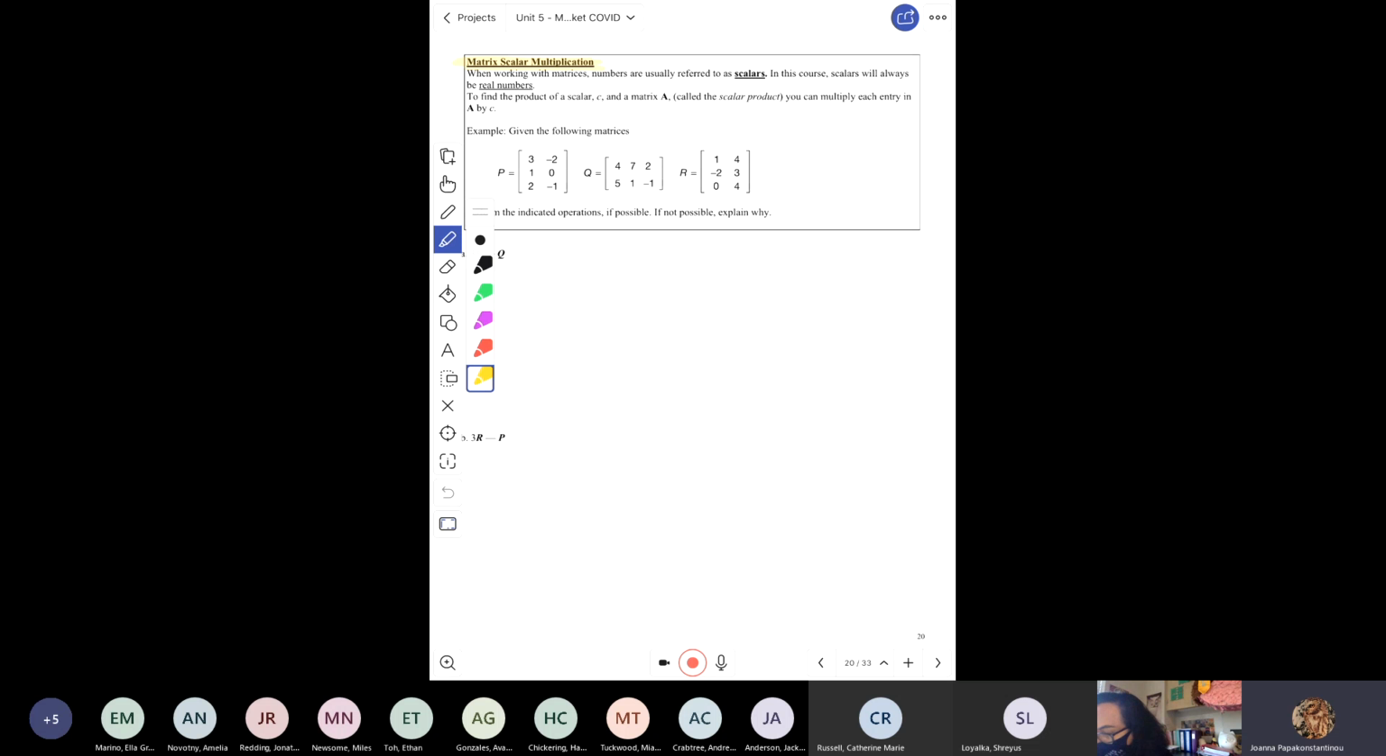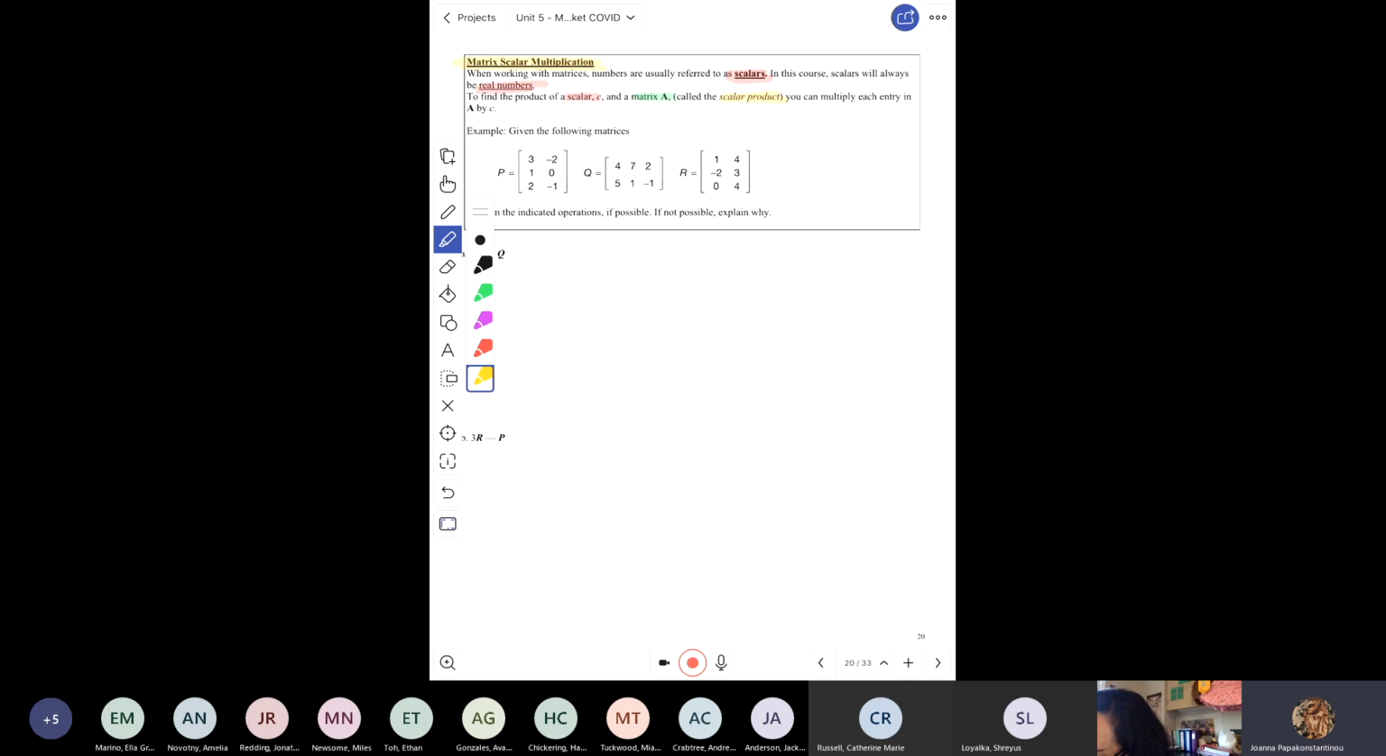So when you're working with matrices, if you have a number that is just a real number, it is also known as a scalar. A scalar is just a real number. Now, if I want to multiply a matrix by a scalar, the product of a scalar, let it be C, and the matrix, let's call the matrix A, is known as the scalar product. So matrix scalar multiplication results in a scalar product. You multiply every entry in the matrix A by that scalar.